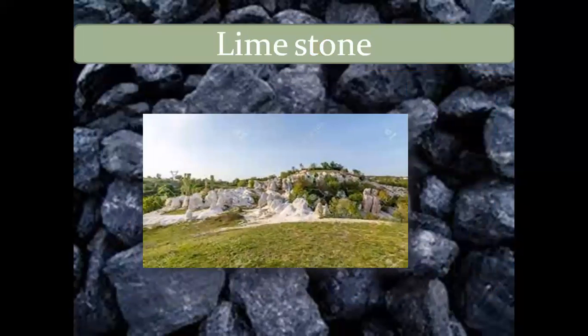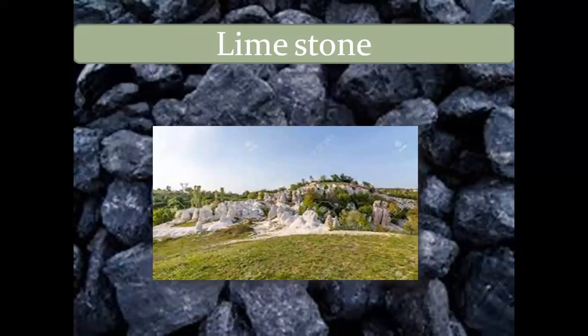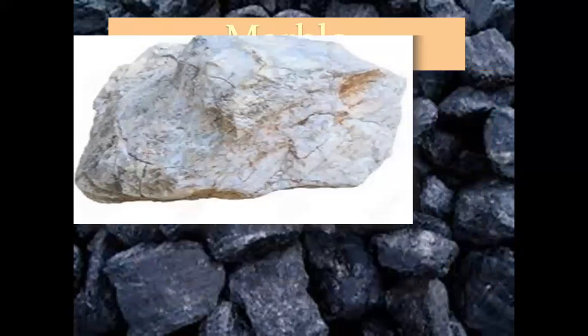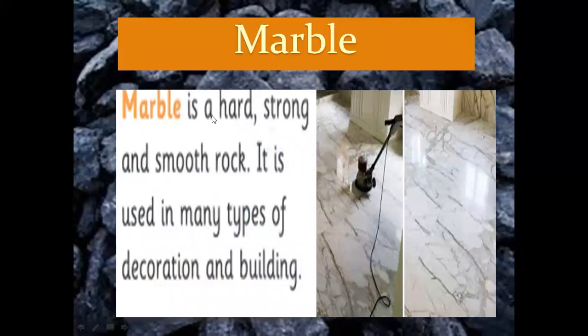Then we have limestone. Limestone is soft. It is white in color. We have marble. Marble is a hard, strong, and smooth rock. It is used in many types of decorations and buildings. You can see here, the floors are made of marble.